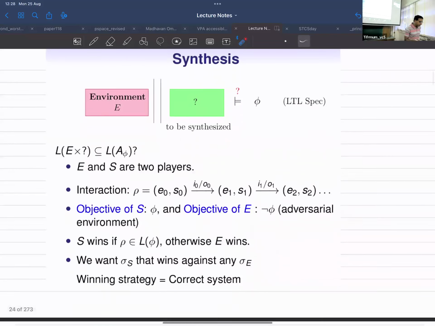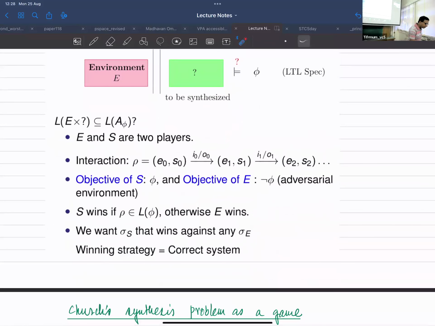Okay. So now we say that the system player wins if the run belongs to the language of the specification, otherwise the environment wins. Given the input from the environment, the system is trying to find an output. The system may need a strategy, a policy, to find the output such that the resulting string is in the language of the specification. So yes, the system player wins if the run is in the language of the specification, otherwise the environment player wins.